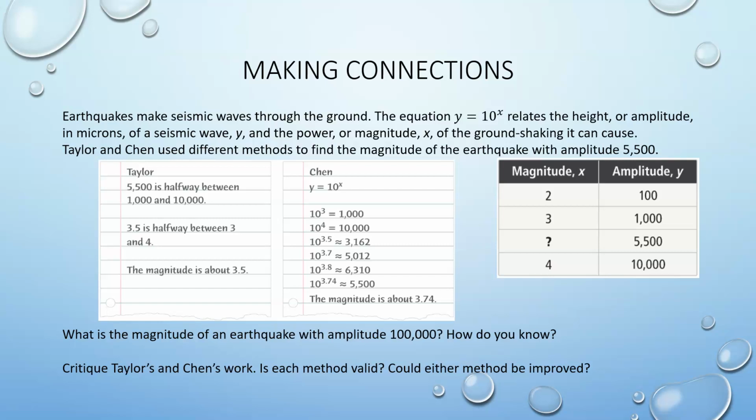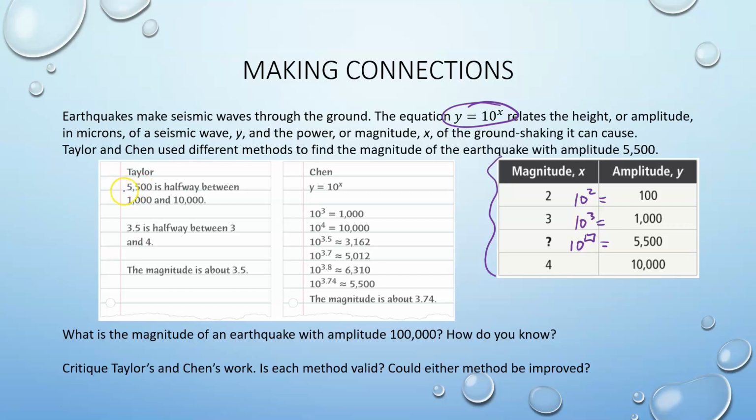Okay, so we can first see in this table on the right-hand side that if an earthquake has magnitude 2, it has an amplitude of 100. Again, that's because we're using this equation, 10 to the second power equals 100. This one's 10 to the third power equals 1,000, so on and so forth. The problem came with 5,500 is that 10 to what power is 5,500? It's not a nice, neat number like the others. So let's look at what Taylor and Chen did.